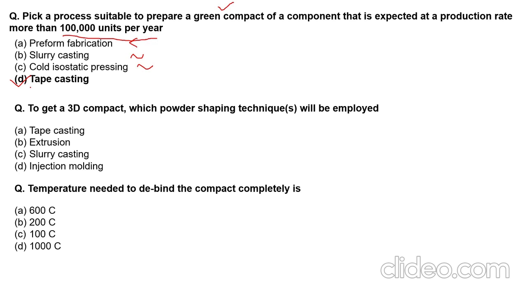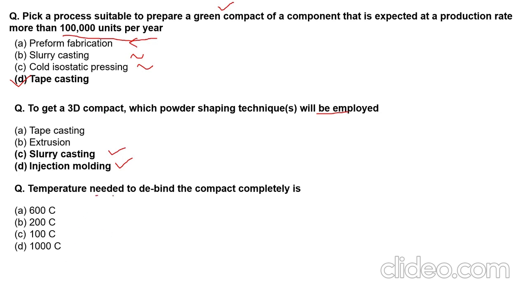So tape casting is the right option because these are methods for compaction. Now we have another question that says, to get a 3D compact, which powder shaping technique will be employed? Tape casting, extrusion, slurry casting, or injection molding? Any answer for that? Injection molding, I think. Yes, one of the options is injection molding, but also slurry casting. Though they have different production rates, injection molding and slurry casting both are used for 3D compacting.